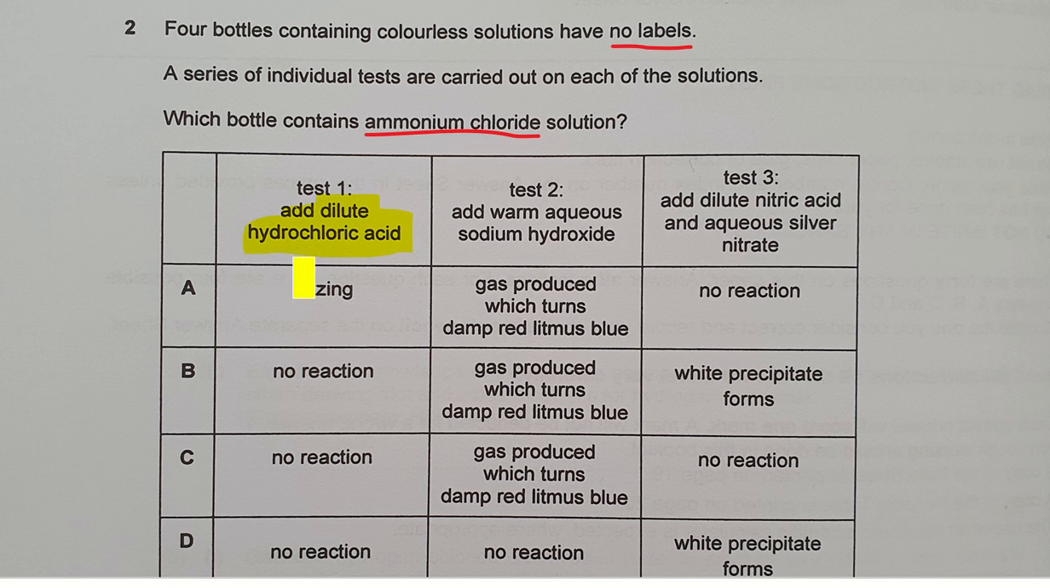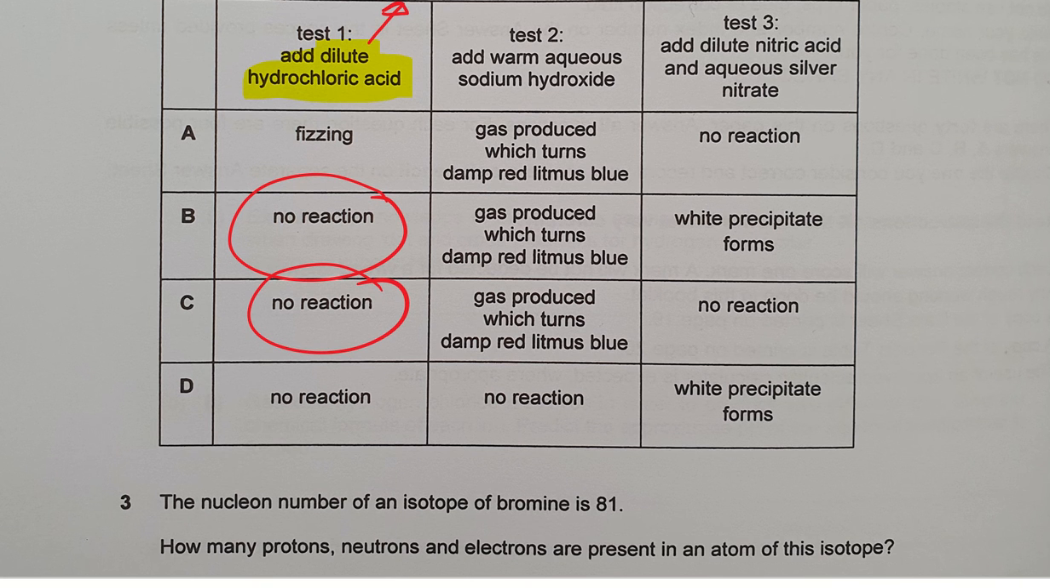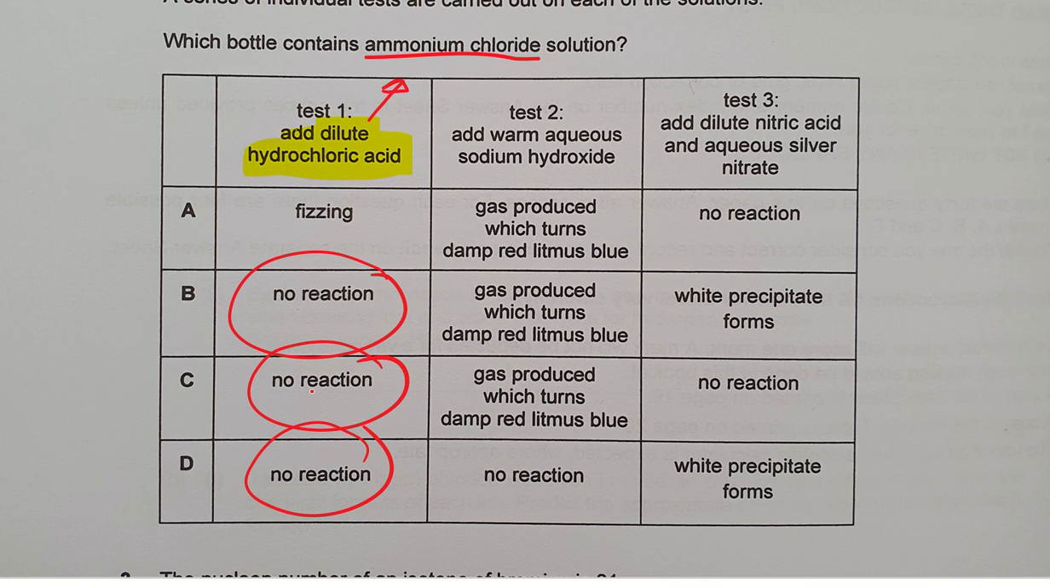Now let's think, when I add dilute hydrochloric acid to aqueous ammonium chloride, which is actually a salt, will there be a reaction? The answer will be no. There should not be a reaction. So my answer should be either B or C, or D. I cannot eliminate A. Now let's take a look at test number 2.